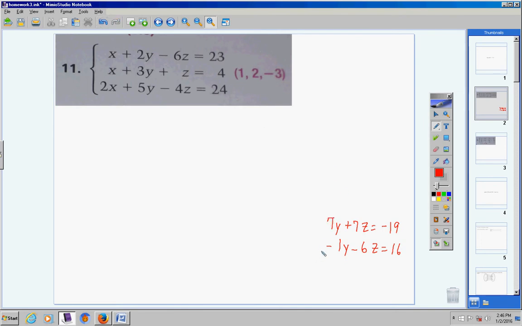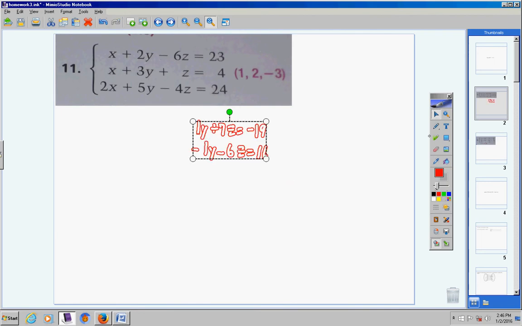Well, if that's the case, I would then multiply this bottom equation by 7, which would give me a negative 7 here, and then negative 42 here, so on and so forth. And I could cancel out my y's that way, okay? But I don't have to do that because I have a negative y and a positive y. So I can add these together right now.